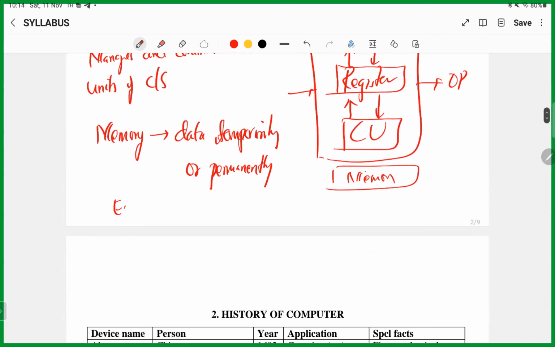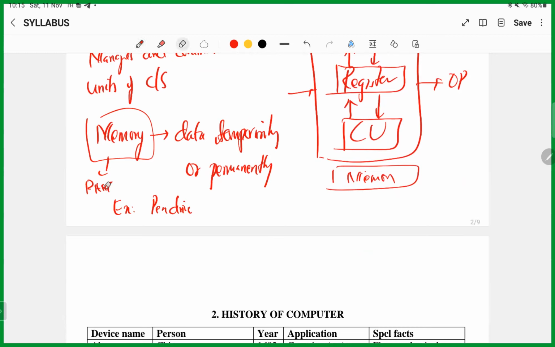For example, you have seen a pen drive, right? Sometimes you can store data there for a temporary period. Sometimes you can store it for permanent. Understood? That is nothing but memory. There are many examples of memory. All these RAM activities are basically memory, RAM.